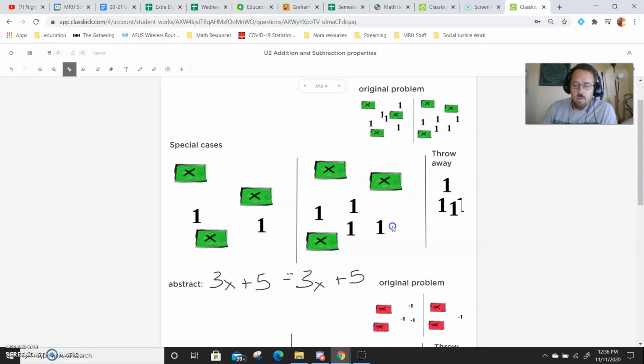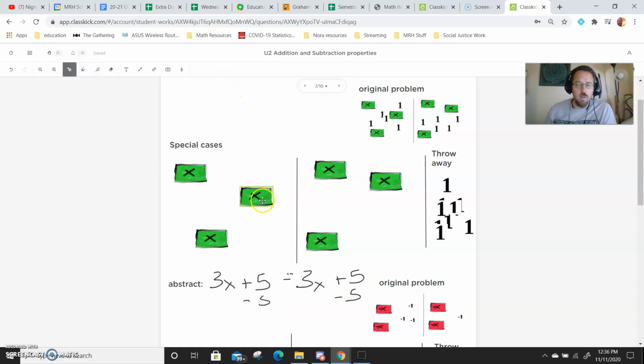So there's 1, 2, 3, 4, 5. Oh, all right, all the numbers have disappeared. So I took 5 away from both sides. Now I'm at no numbers left.